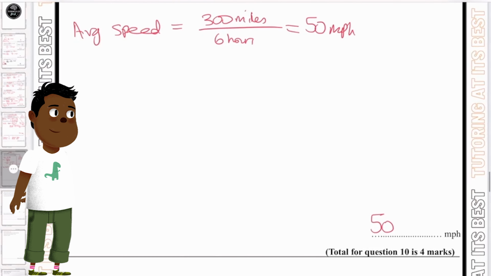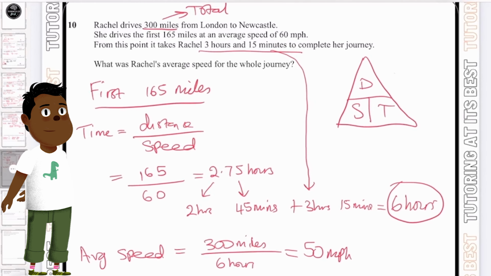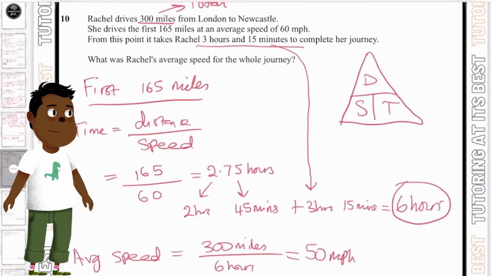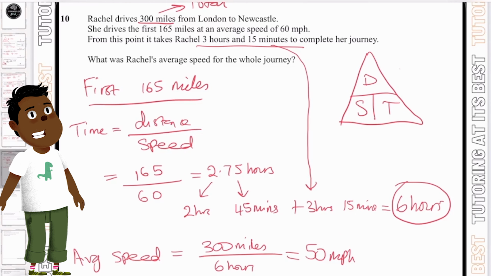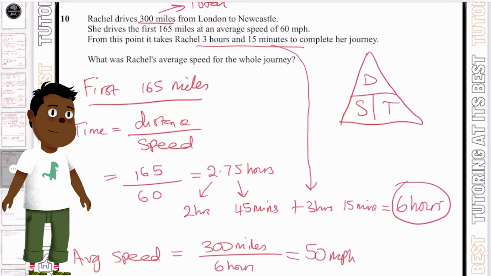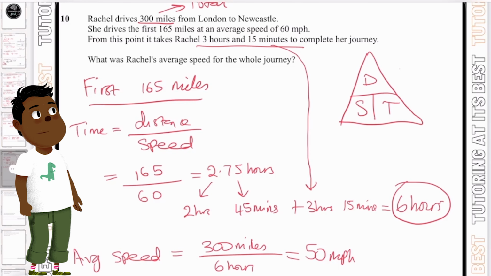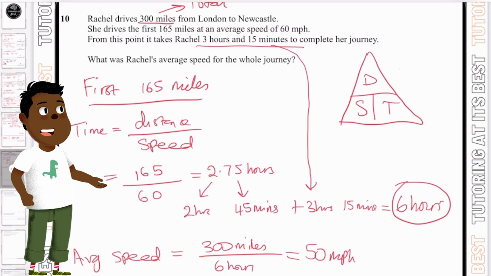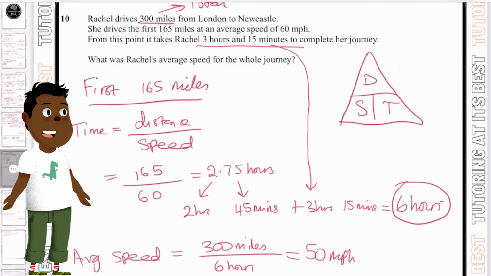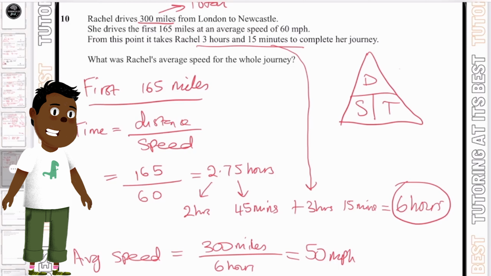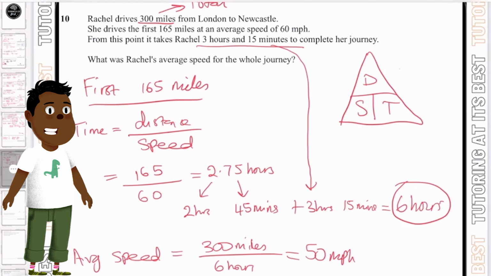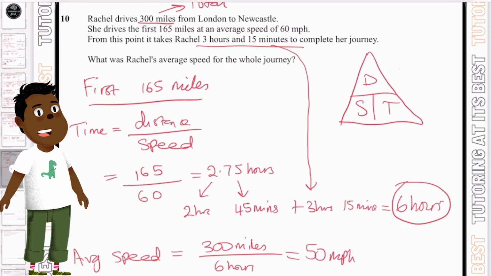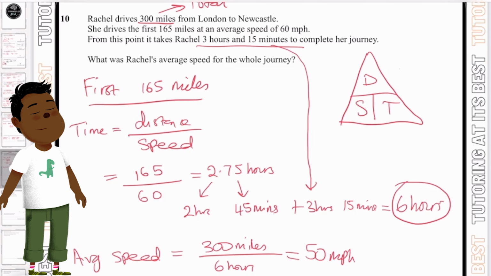So again, I hope you can see how I've calculated the first 165 miles by dividing my distance by my speed. And then when I get my time, I put it together to calculate the total time it's taken to complete the journey. And then I've divided the total distance by the time it's taken to get my average speed, which should be 50 miles per hour. Marvellous. Okay, let's move over to question 11. We're almost there, so keep up the great work.